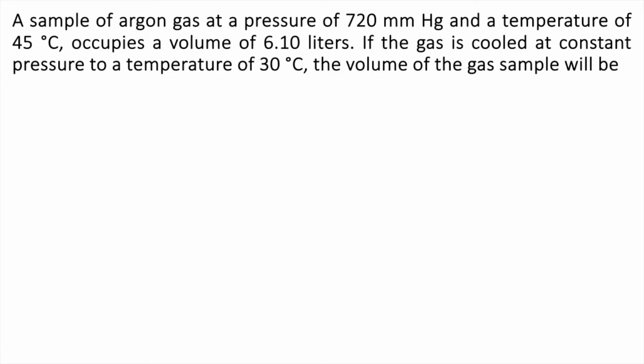A sample of argon gas at a pressure of 720 mmHg and a temperature of 45 degrees Celsius occupies a volume of 6.10 liters. If the gas is cooled at a constant pressure to a temperature of 30 degrees Celsius, the volume of the gas sample will be blank. Okay, so to solve this problem, we will be using Charles' law.